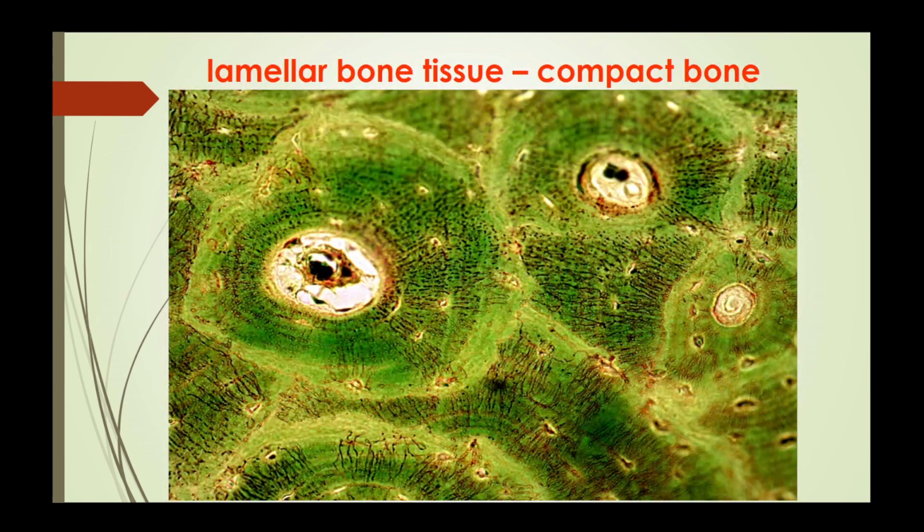Also, lamellar bone tissue, compact bone. This is a classical special stain for compact bone identification. We have the special Schmorl stain, which contains picrofuchsin and thionin. Picrofuchsin gives rise to a green color, but thionin gives brown color. But we have seen here the Haversian system. This is an osteon.